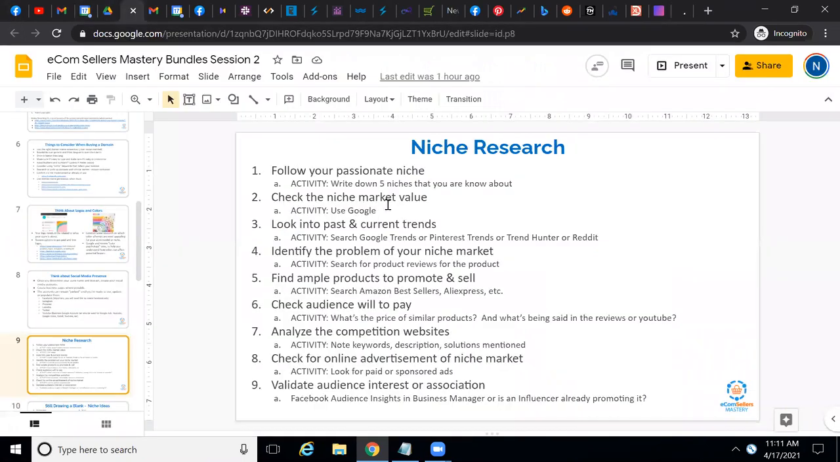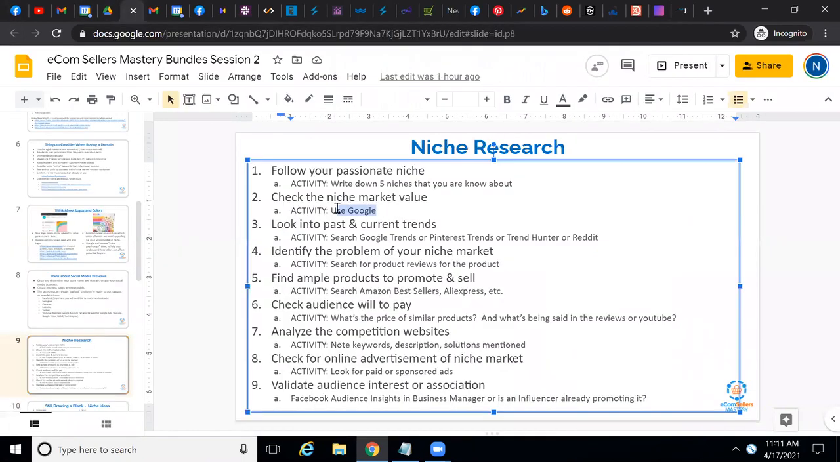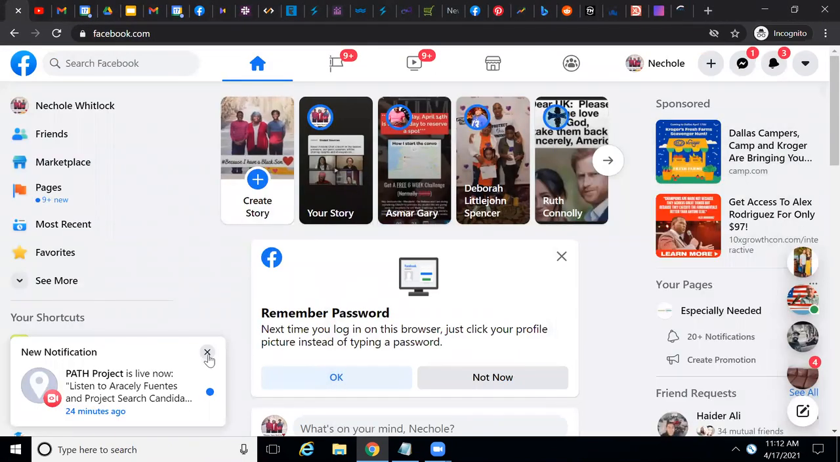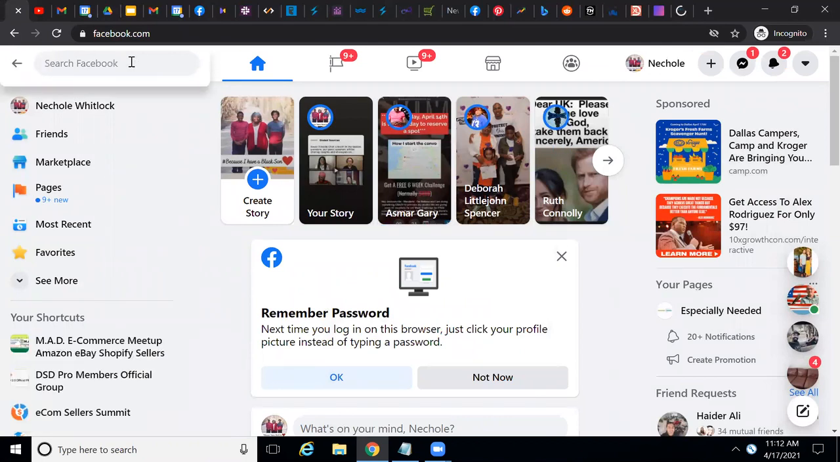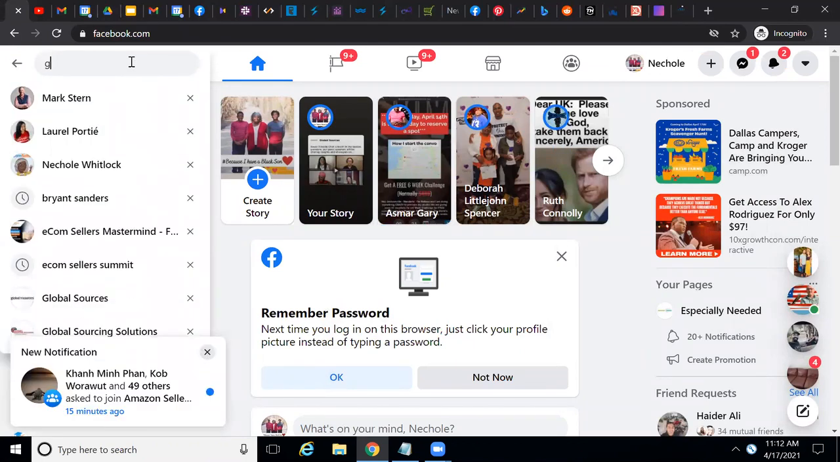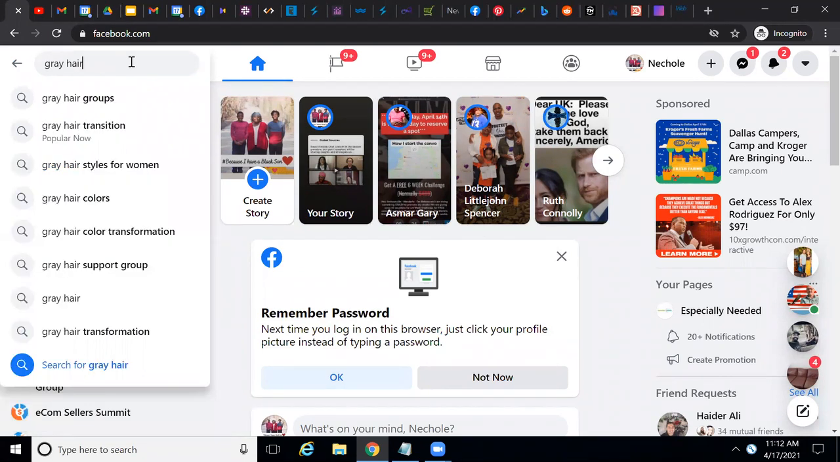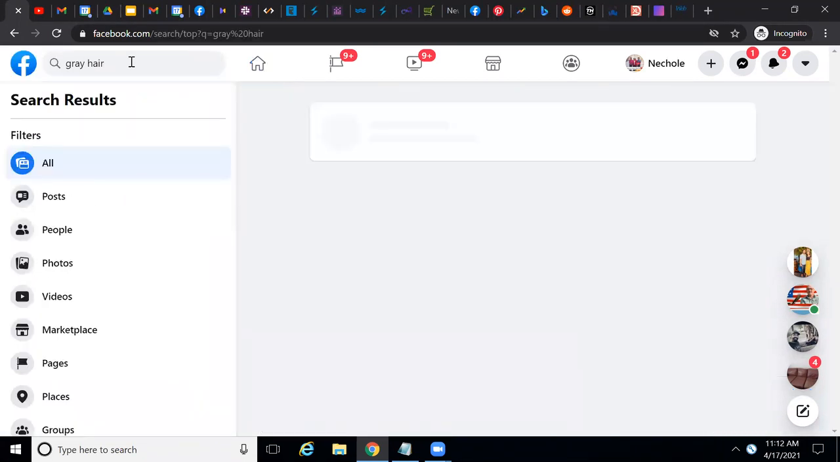Going back to the niche, I did a Google search. Is there a market? Let's go see if there's a Facebook group for people with gray hair. Right now, I'm getting hit by a whole bunch of people because they want to buy some stuff from me. Just a second. All right, let's go see if there's a gray hair group. I'm just going to type in the words gray hair in Facebook.